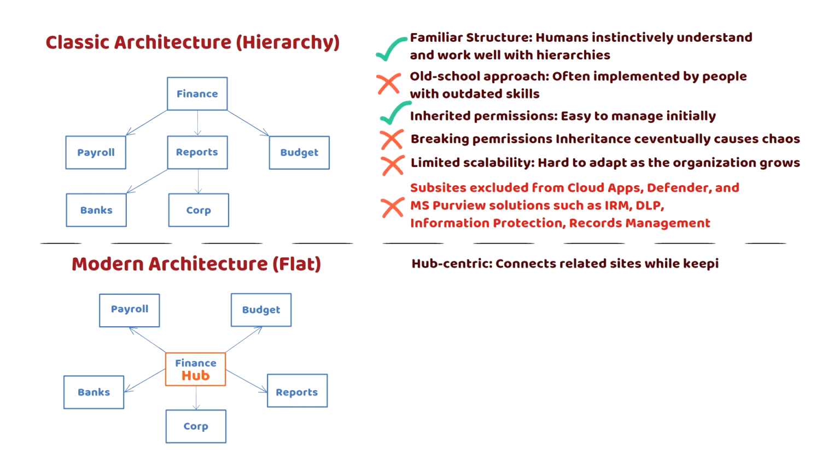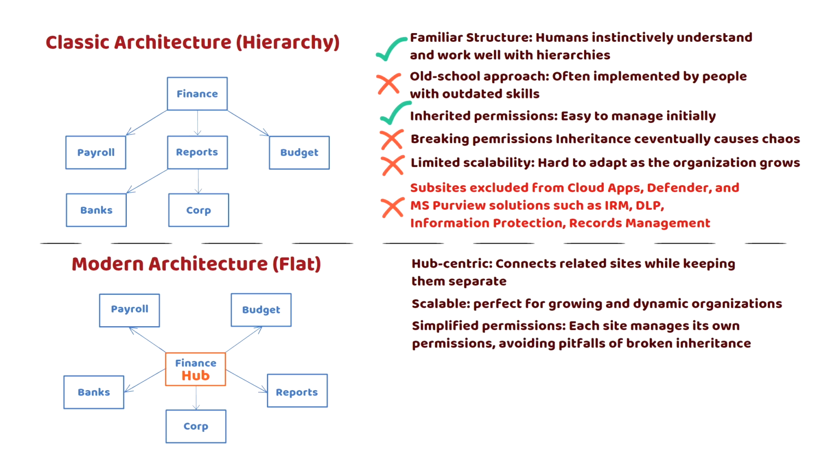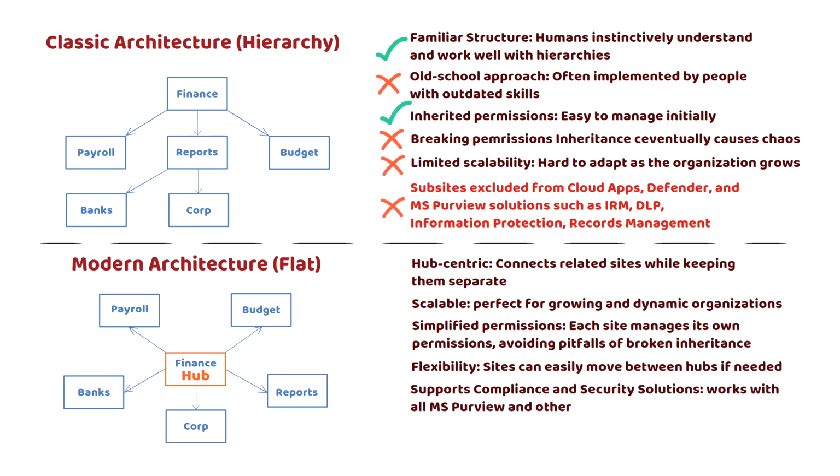With the modern architecture, the hub-centric approach connects related sites while keeping them separate. It is a scalable architecture. It is perfect for growing and dynamic organizations. While you cannot inherit permissions, the fact that each site manages its own permissions avoids pitfalls or issues related to broken inheritance. One of the most beautiful things about modern architecture is that the sites can be easily moved between hubs if needed, especially if you need to adjust your information architecture.